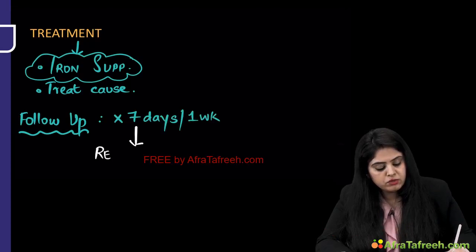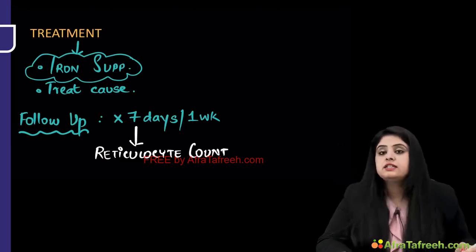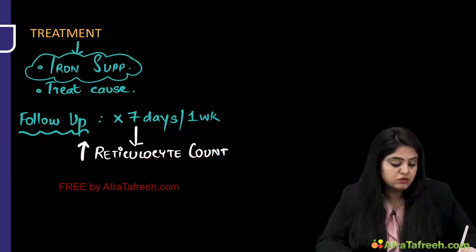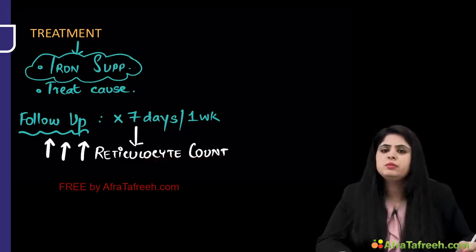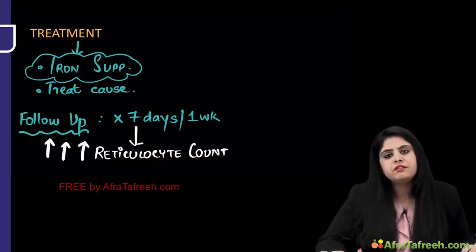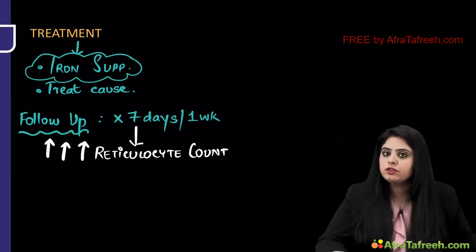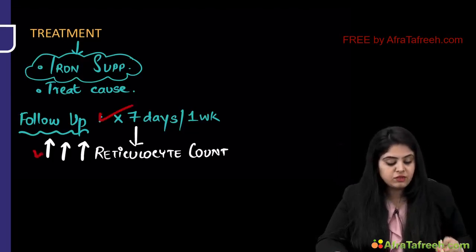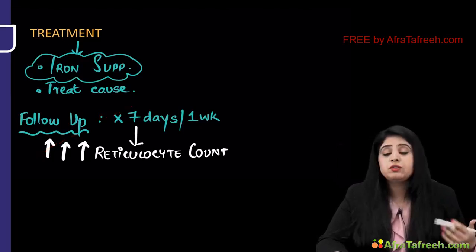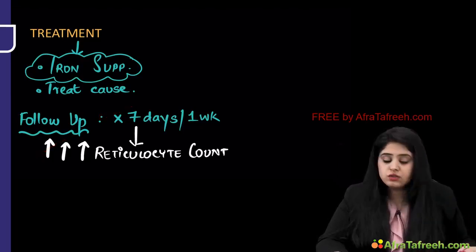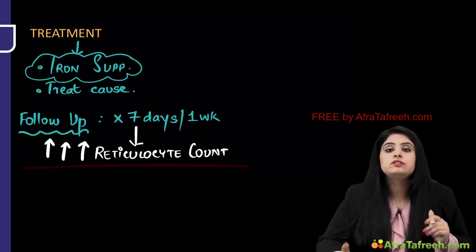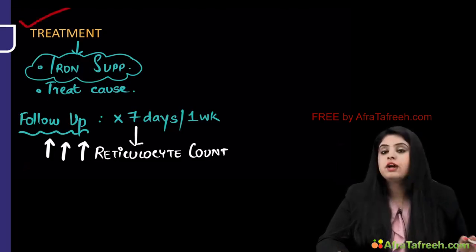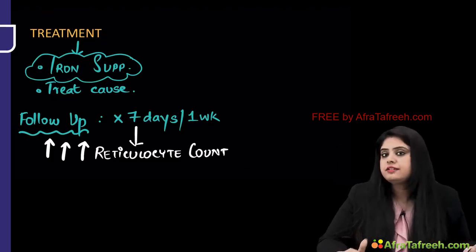In a follow-up, you are going to basically find out the reticulocyte count, because if the reticulocyte count is going to be more, you'll be like, okay, the bone marrow is responding, everything's going fine, iron is doing good for the patient. So on 7 days, you call the patient for a blood test and if there's an increase in the bone marrow response, that is, an increase in the reticulocyte count, then the patient is doing super duper well. That is all that you had to know regarding iron deficiency anemia.